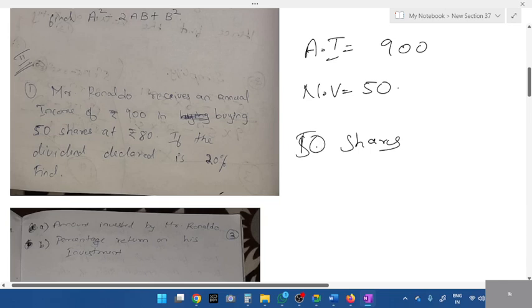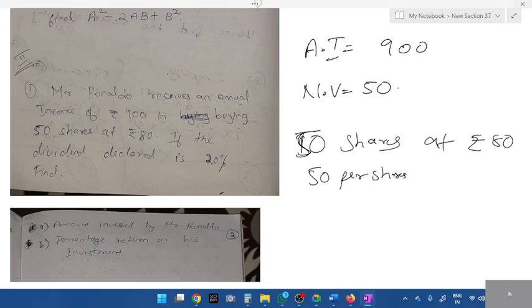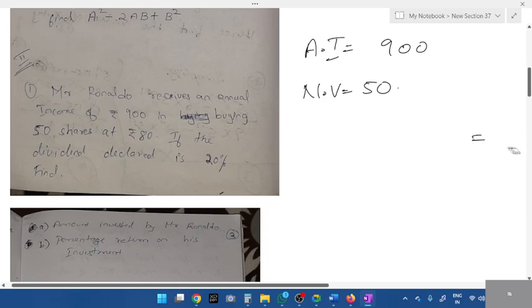Oh, that is wrong. How many questions would we have practiced? 50 shares at rupees 80, students. What is the meaning of 50 shares at rupees 80? Nominal value. It is 50 per share. That's the meaning. 50 shares at 80. Okay, buying 50 shares at 80.